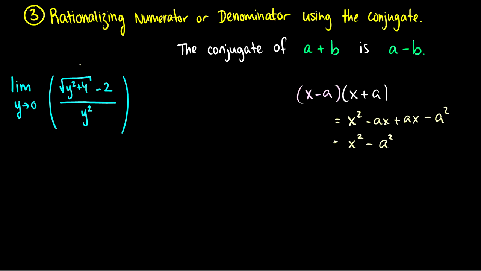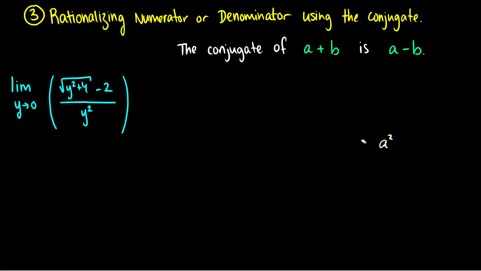So that's nice. So if we take a look at our square root of y squared plus 4 minus 2 over y squared, this term here is a square root. But if I multiply by the conjugate, then I'll be able to square it. And if I can square it, that means that I can cancel out that y squared on the bottom. So let's do this. Let's multiply by the conjugate.